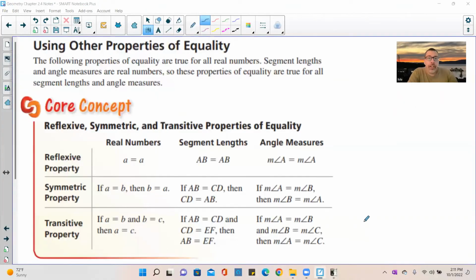All right, using other properties of equality. Yes, there are more. The following properties of equality are true for all real numbers. Segment lengths and angle measures are real numbers, so these properties of equality are true for all segment lengths and angle measures. So what they're basically saying here is we've been doing algebra again, but this is going to transfer over into geometry. So core concept: reflexive, symmetric, and transitive properties of equality.